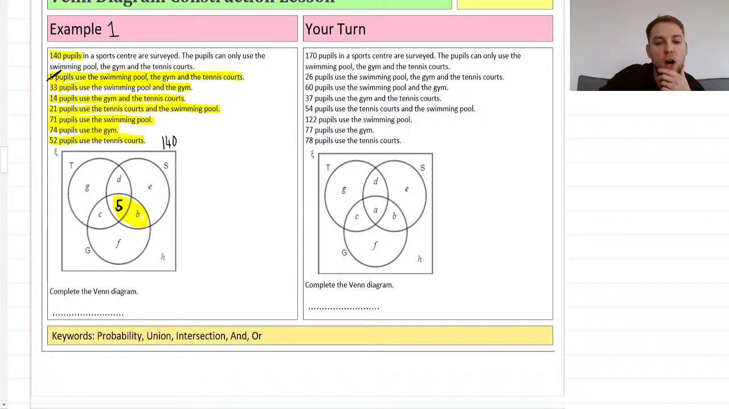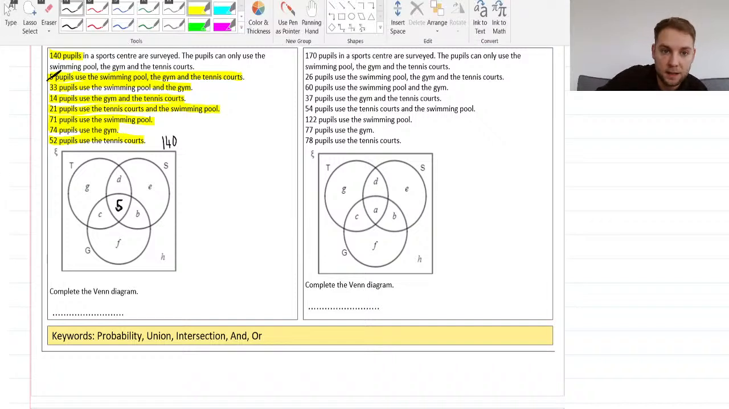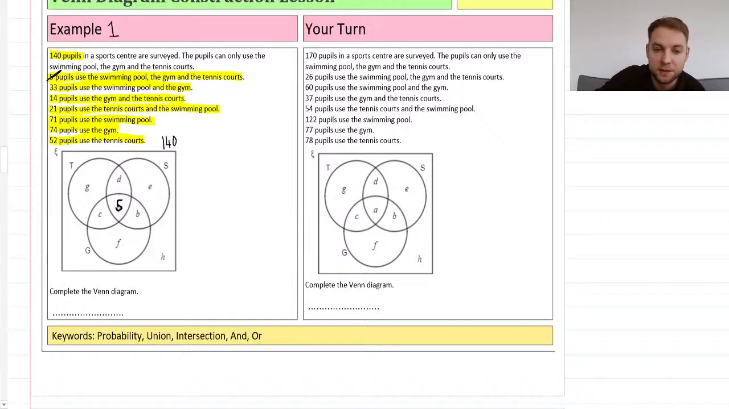Now the reason that we start in the middle is because if we know that all of that section is 33, then we need to do the 33 take away the part which is also in there, which is 5. Okay, so this is the bit we're trying to find here. I already know that this is 5, and I know that all of this area here is 33. That's what it's telling me. It's telling me that people who use the gym and the swimming pool, so these 2 areas here, the 5 and B, must be 33.